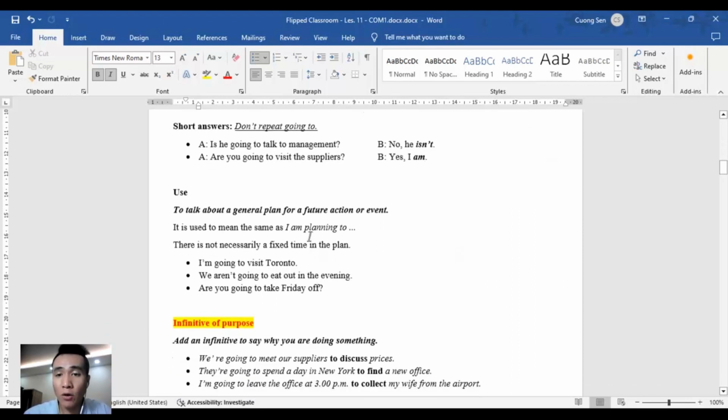And let's move on to the use. With going to, you use it to talk about general plans or future events. Just think of I'm going to as meaning I'm planning to.